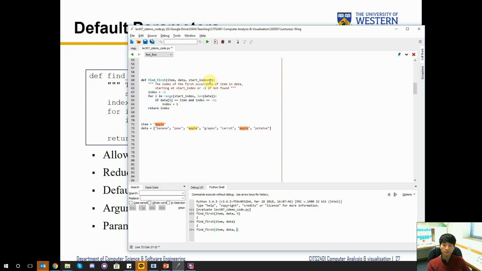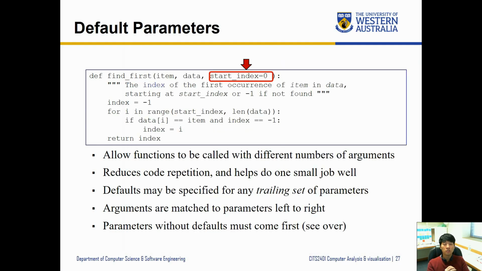For example, I found something at index 2, so let's move on to index 3 and find if there are any more items. And here it found index 5, so at index 5, the 6th item in the data, it finds that there's another apple in there. So this is how you can use default parameters. Basically, you can assign a value to use if a user doesn't define what the value is, then this default value will be used. This reduces code repetition and helps do one small job really well.